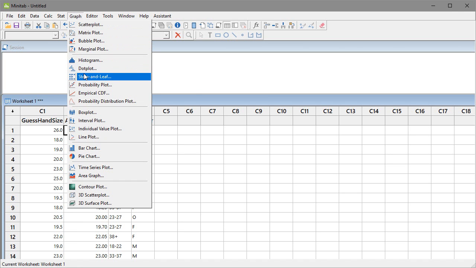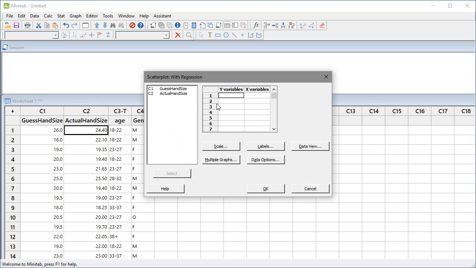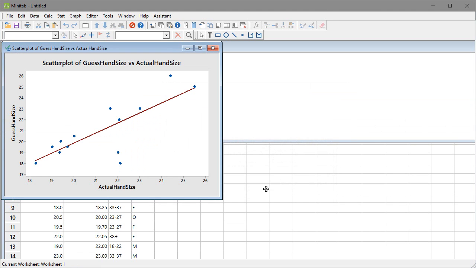Okay, so let's look at a scatter plot. Let's go ahead and do a scatter plot with the regression line and click OK. Let's put the guess as the Y and the actual as the X, and click OK, and let's see what we get. So what we're seeing is the guess hand size as our Y, the actual hand size as our X, and we're just graphing it to see how close they are to this line.